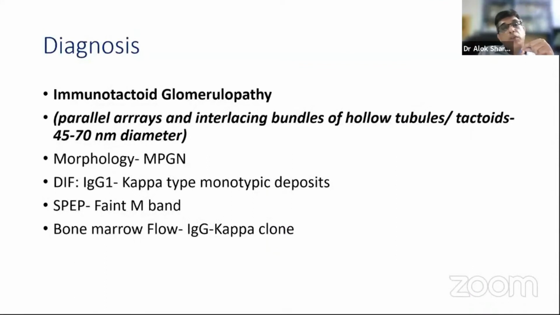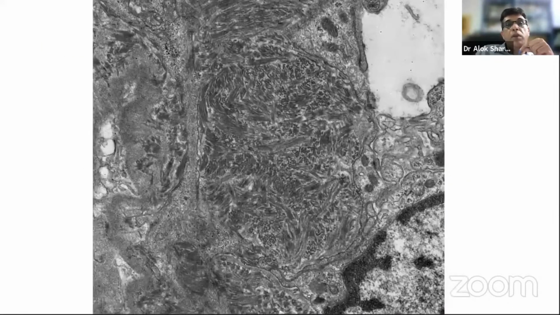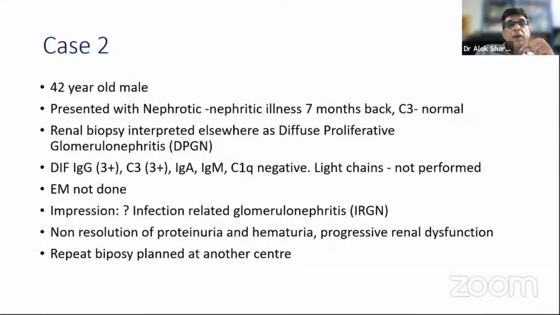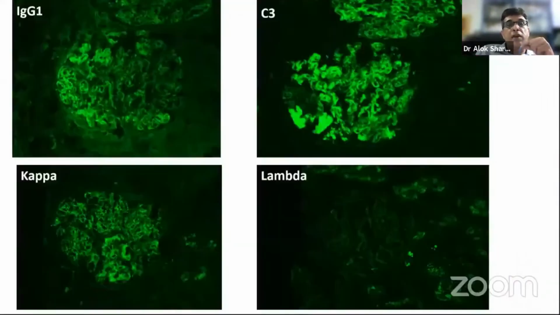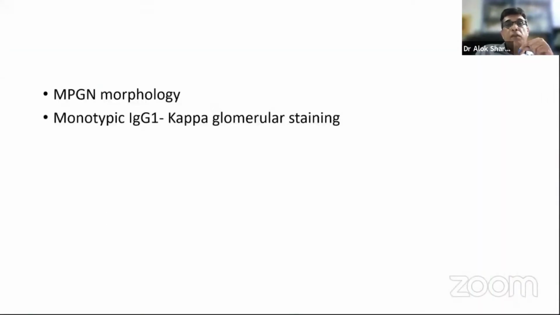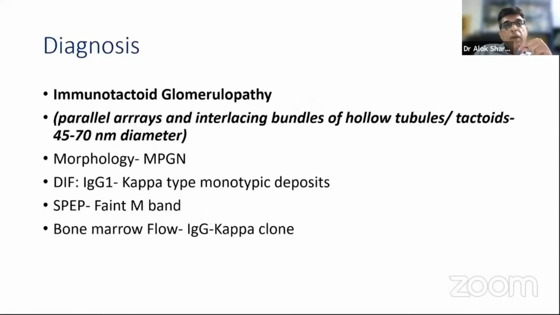So this is one very important application of electron microscopy in diagnosing so-called organized deposits. So the morphology was MPGN, IgG1 kappa type. And when you further worked up this patient, there was a faint M band, and bone marrow flow cytometry showed an IgG kappa clone circulating. So had it not been for a repeat biopsy and EM studies, we would have gone with the diagnosis of an IRGN. The patient would have landed with the wrong diagnosis and follow-up.